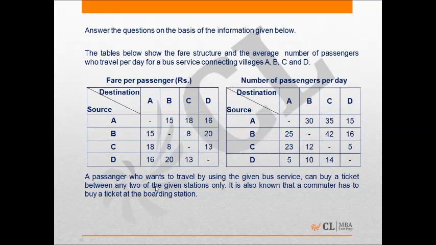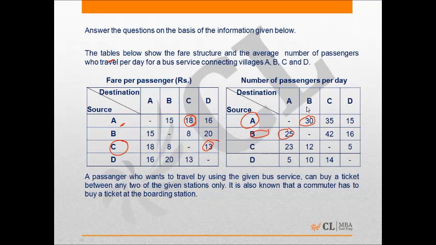Here it is given that the table below shows the fare structure and the average number of passengers who travel per day for a bus service connecting villages A, B, C and D. From the table it can be seen that the fare from A to C is rupees 18, from C to D it is 13, and the average number of passengers who travel per day from A to B is 30, from B to A it is 25. Similarly, we can check for other combinations of stations.